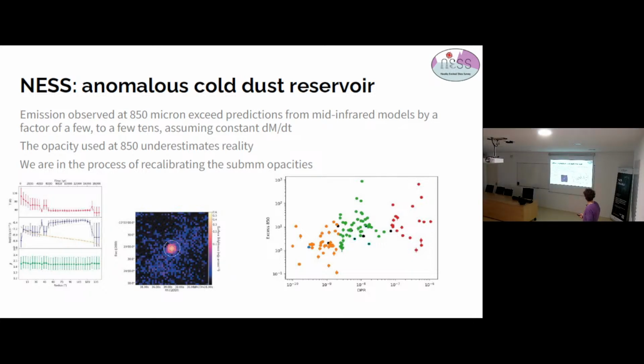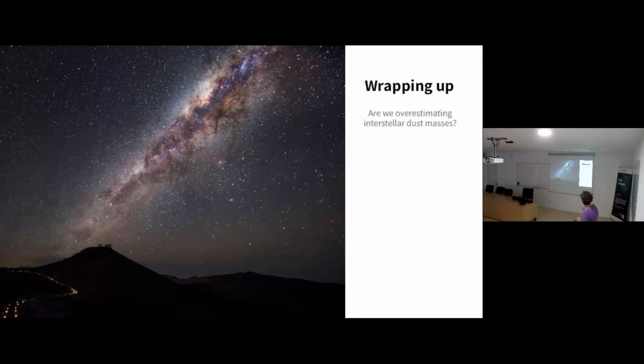So we will use this data to recalibrate the far infrared and submillimeter opacities. That's work currently in progress. I'd hoped I would be able to show you more about this, but it's really very much in progress. So, stay tuned. So are we then overestimating interstellar dust masses? Because if we think we see all the dust in these AGB stars and we have to revise the opacities upwards, then that means that we might actually have less dust in interstellar environments than we previously assumed.